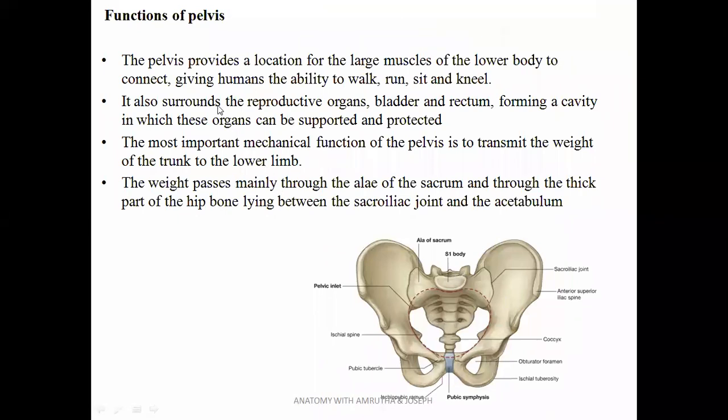Now, what are the functions of the pelvis? The pelvis provides a location for the large muscles of the lower body to connect, giving humans the ability to walk, run, sit, and kneel. So this provides attachment of different muscles, especially of the lower part of the body, right? The lower limb muscles which are confined to the lower limbs are getting attached. Not only that, the muscles related to the abdomen are also getting attached to the hip. And it provides the ability for humans to walk, run, sit, and kneel.